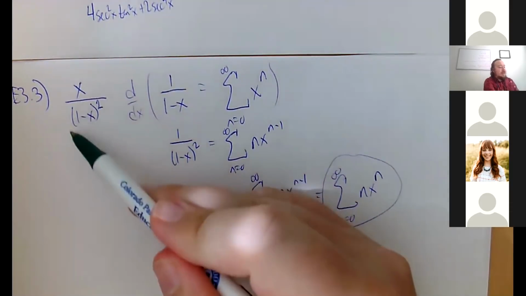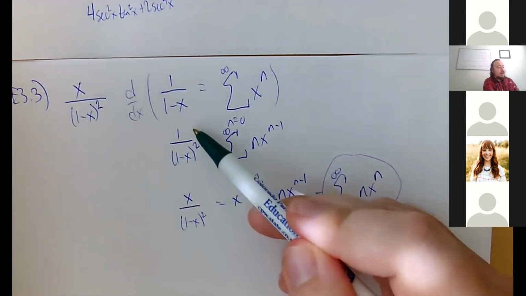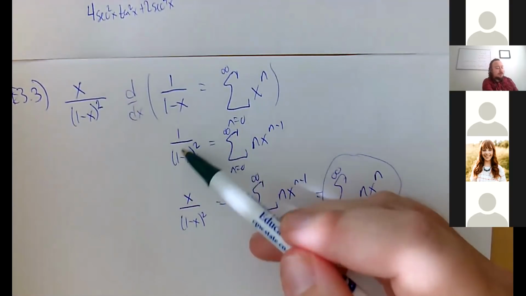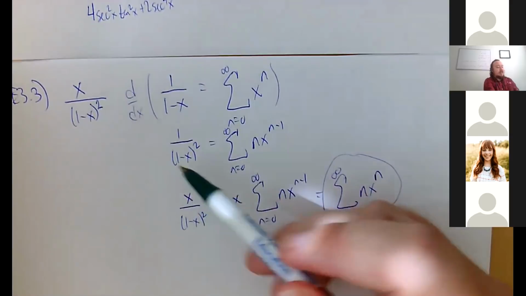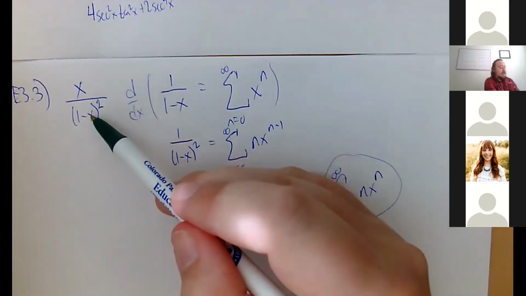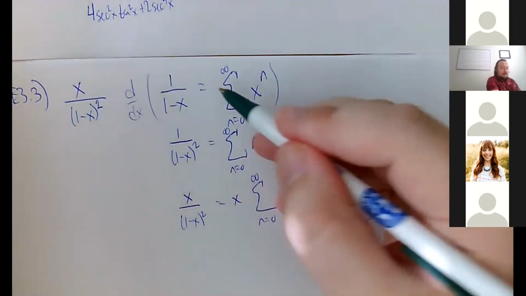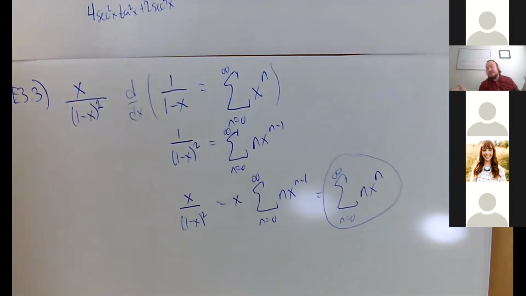If I see the entire bottom raised to a power, I know that happens through differentiation because of the power rule. So that's why I chose to do that here. But if, say, the square were only on this x right there, then I might substitute x squared into the geometric series. So unfortunately, it just depends on the situation. Okay, thank you. No problem.